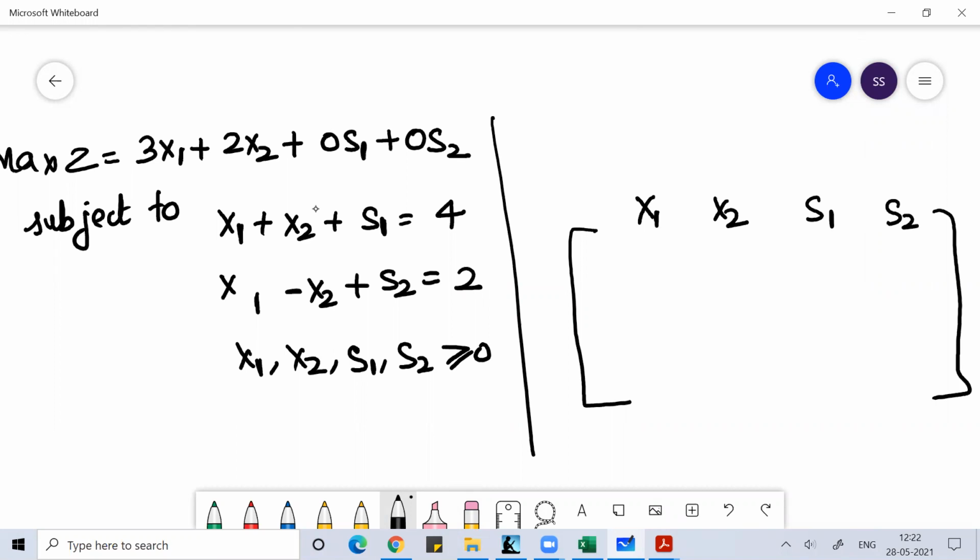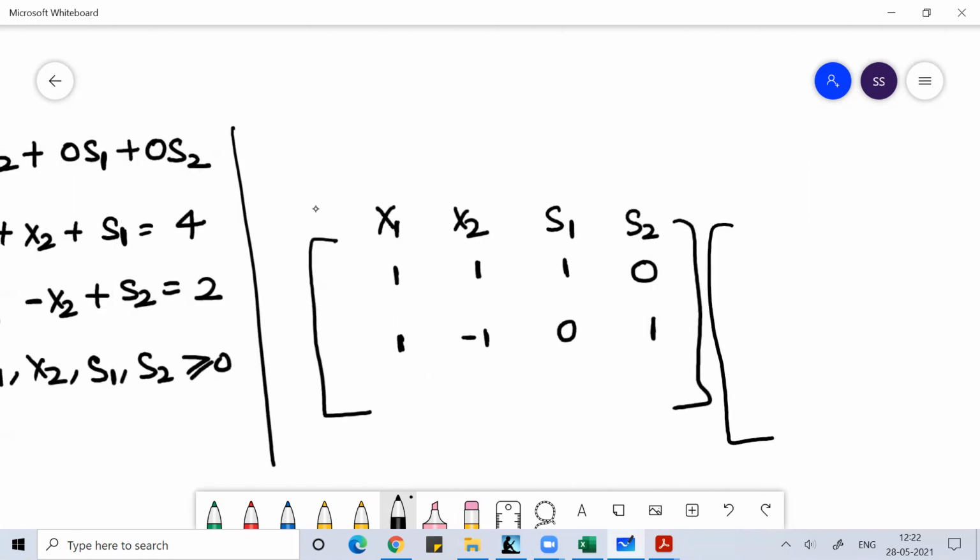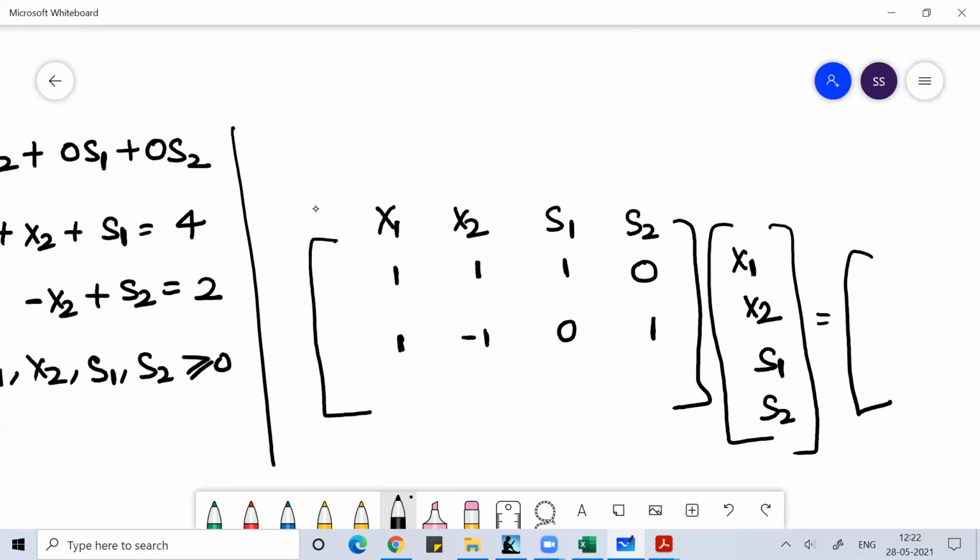In the matrix form or in the algebraic form, I can write this. The coefficient of x1 is 1, the coefficient of x2 is 1, coefficient of s1 is 1, coefficient of s2 is 0. Coefficient of x1 is 1, coefficient of x2 is minus 1, coefficient of s1 is 0, coefficient of s2 is 1. Then in the algebraic form, we'll write it this way: x1, x2, s1, s2. You have two decision variables x1, x2 and two slack variables s1, s2, and that will be equal to RHS. Your RHS is equal to 4 comma 3.